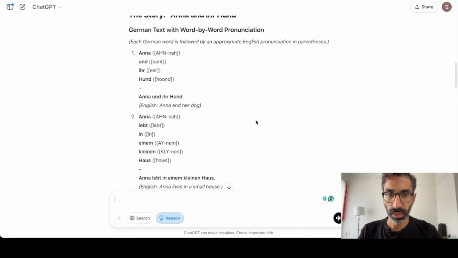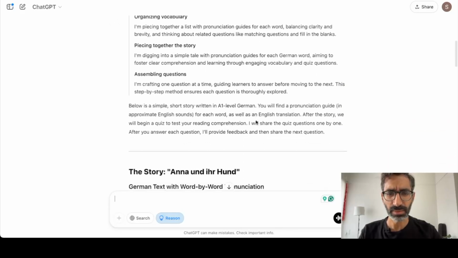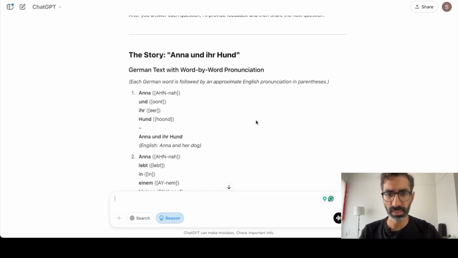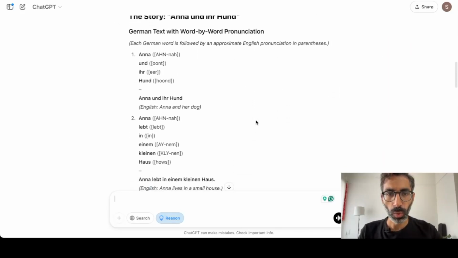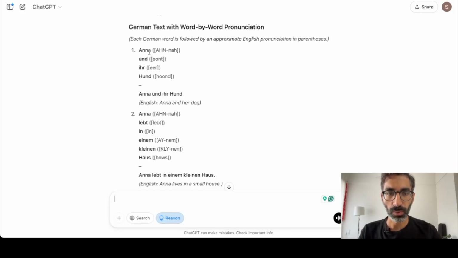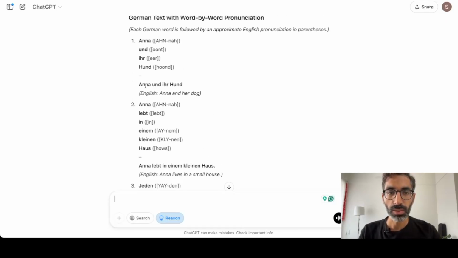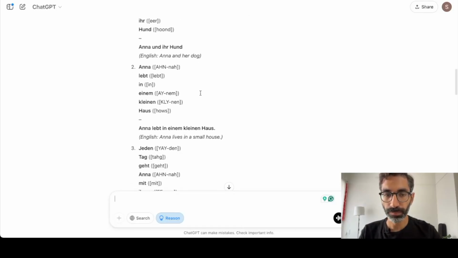So let's get started. Now, as you can see, ChatGPT is doing some reasoning and thinking in terms of how to come up with this kind of a story. So here's the story. The story is called Anna und ihr Hund. German text with word by word pronunciation. Okay, so as you can see, it's giving me a pronunciation guide of each and every word that it's using in the story. So Anna und ihr Hund.